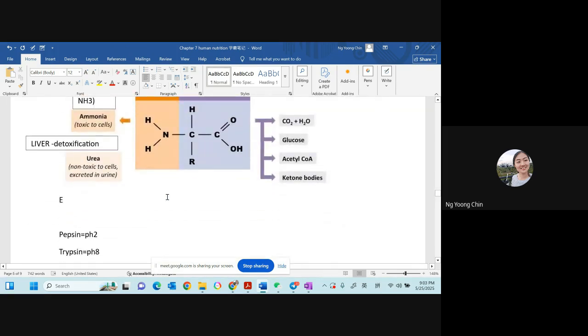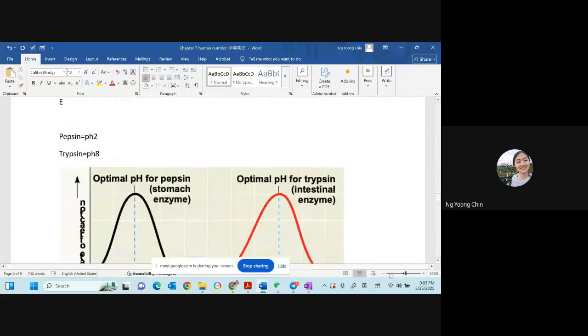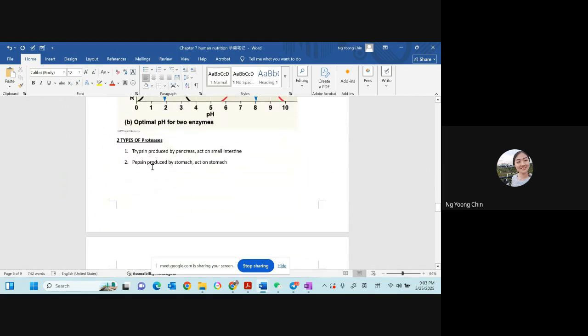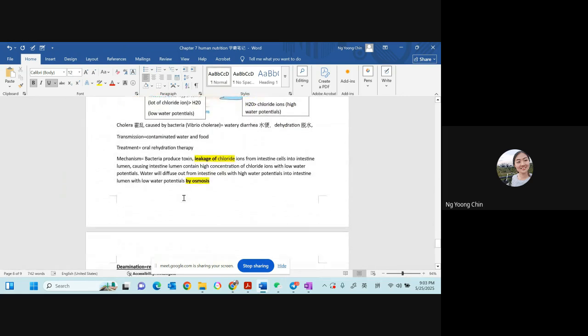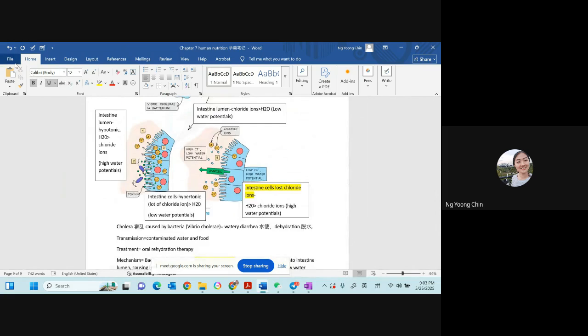Okay, and then you should know about the optimum pH range for the enzyme. This will also come out in the questions in your Paper 4. You can see this is the optimum pH for the enzyme pepsin, which is pH 2. And this is the optimum pH for trypsin, which is about pH 8. So there are 2 types of proteases that you learn, trypsin and pepsin. Okay, that's all for this chapter.